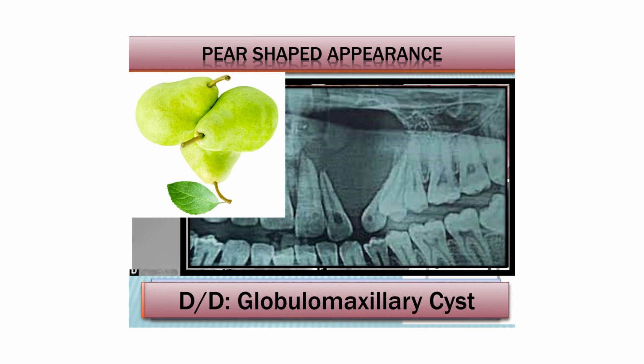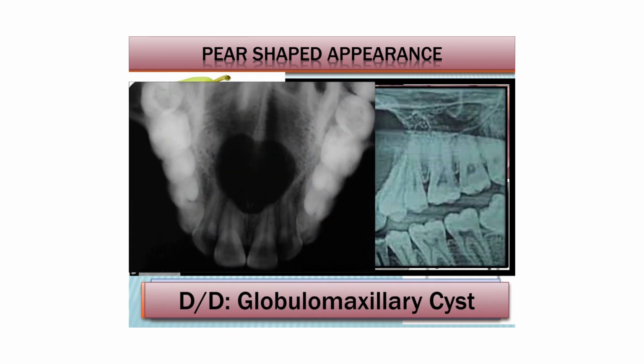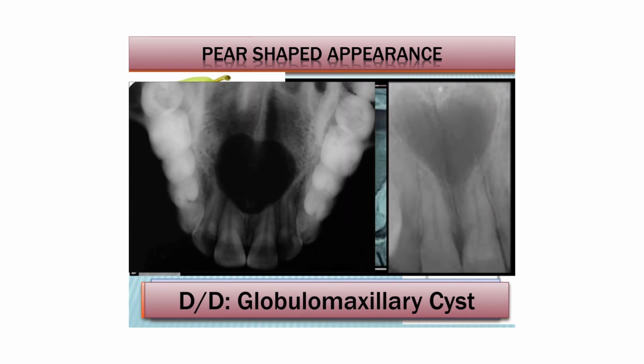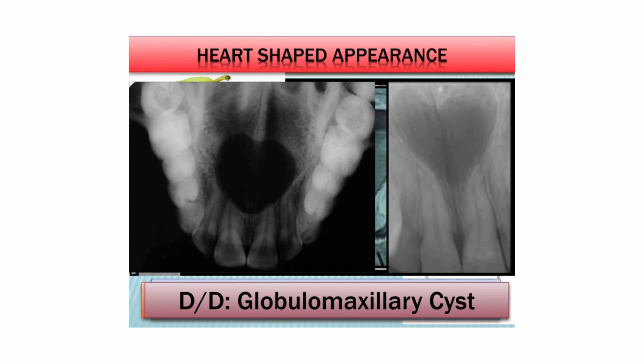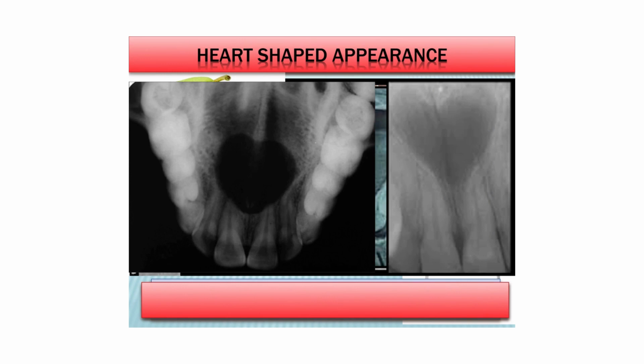A unilocular radiolucent lesion seen in the periapical area of maxillary central incisors showing a heart-shaped radiolucency is seen in a nasopalatine cyst. The depression seen superiorly is due to the superimposition of the anterior nasal spine.